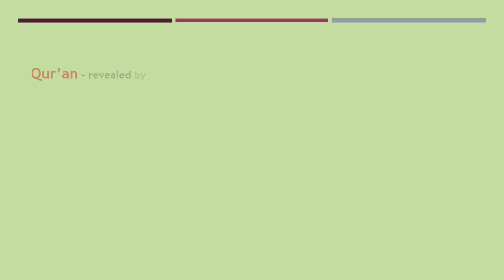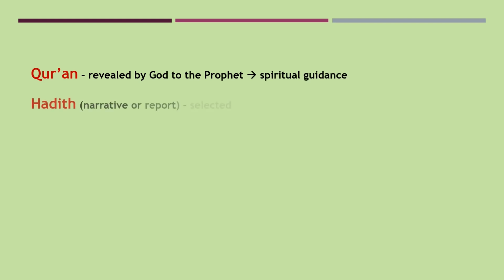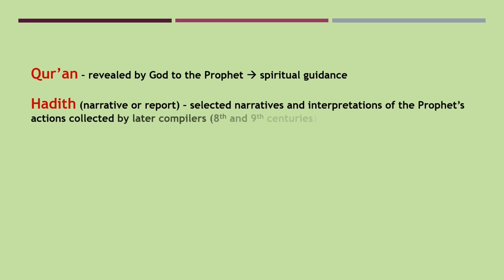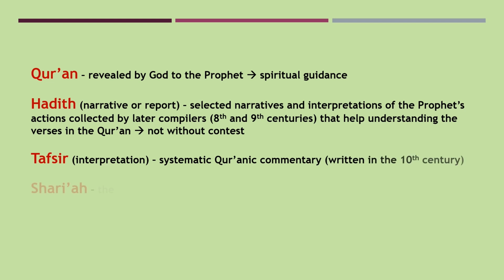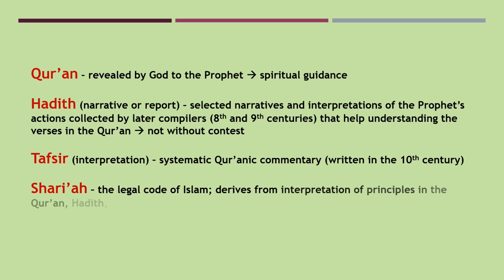Though the Quran is the most sacred text in Islam, it is not the only text. We have also the Hadith, which is a compilation of selected narratives and interpretation of the Prophet's actions. As you remember, we said that the Quran is not the story of Muhammad's life. So in the Hadith, we find that kind of writing trying to interpret the Prophet's actions. And this was collected by later compilers in the 8th and 9th centuries.